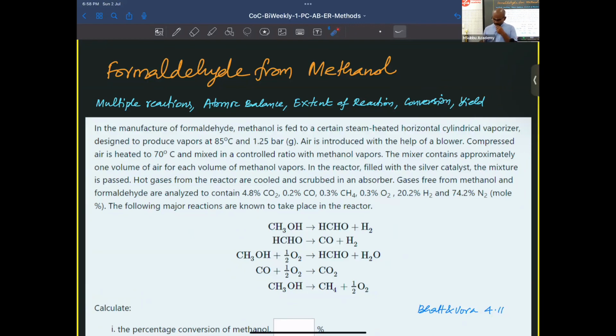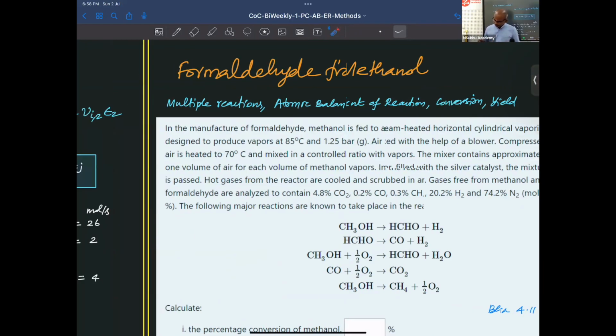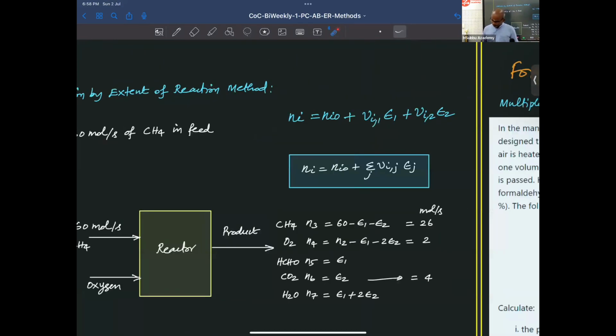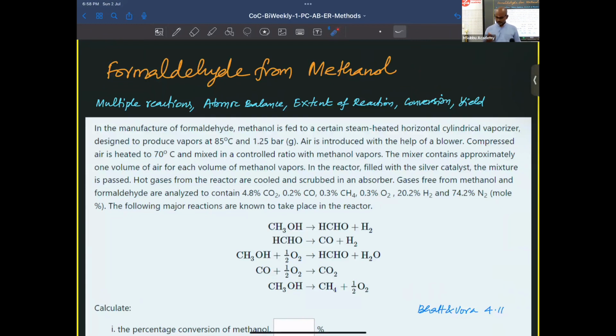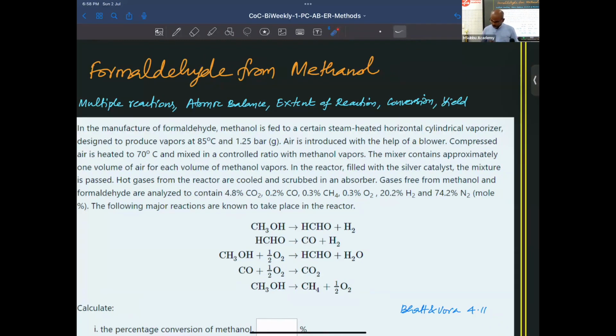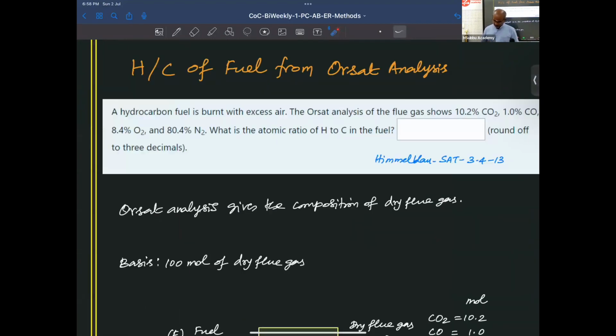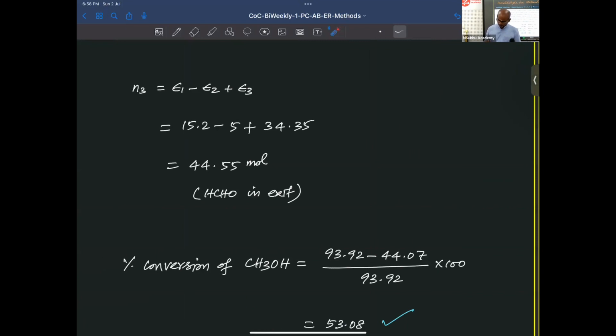Of course, it is an exercise problem. The previous one I took from our GATE question, and this is from Bhatt Vora. Of course, the book Felder nicely uses these approaches for solving, and it always gives quite a large number of examples. The example exercise I am going to give is from Himmelblau. We'll see that. Before that, let us try to see this problem.